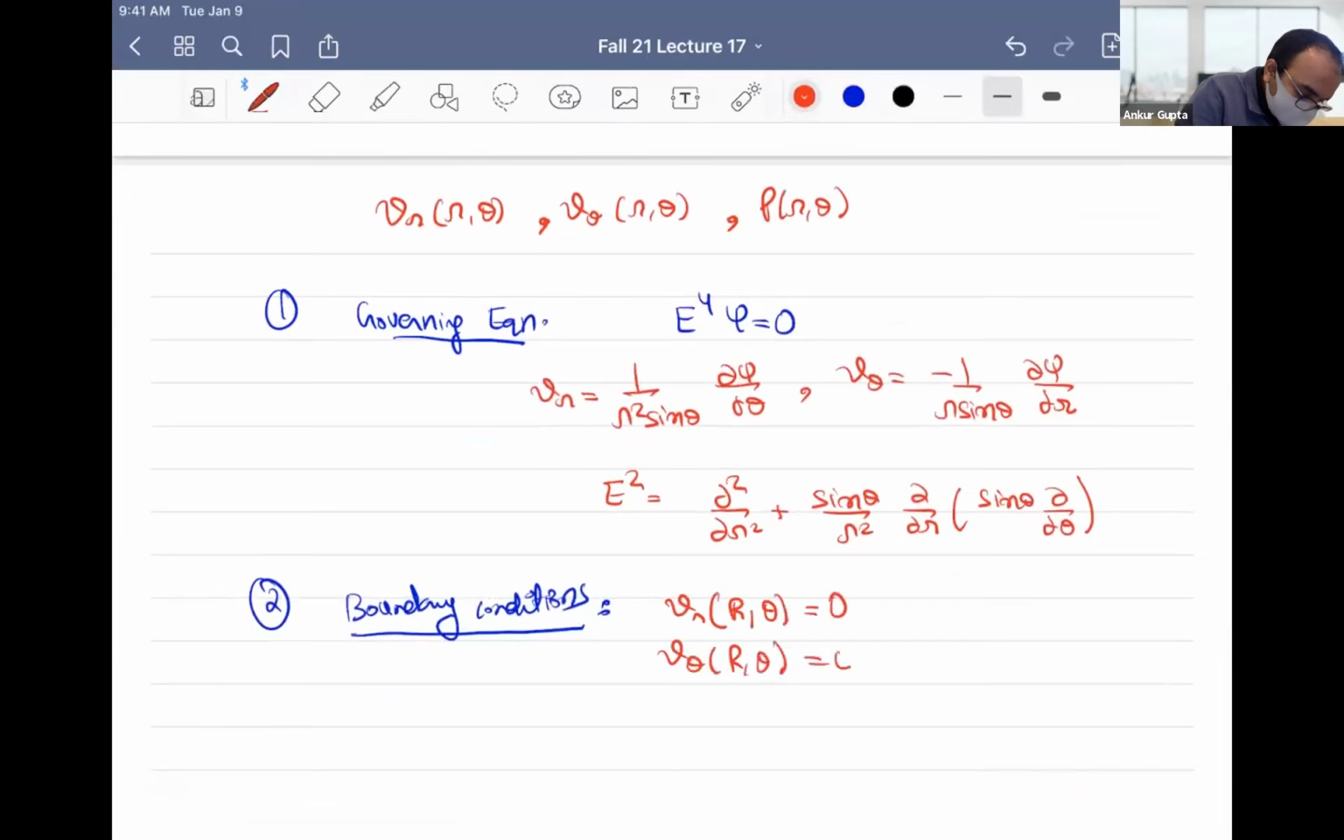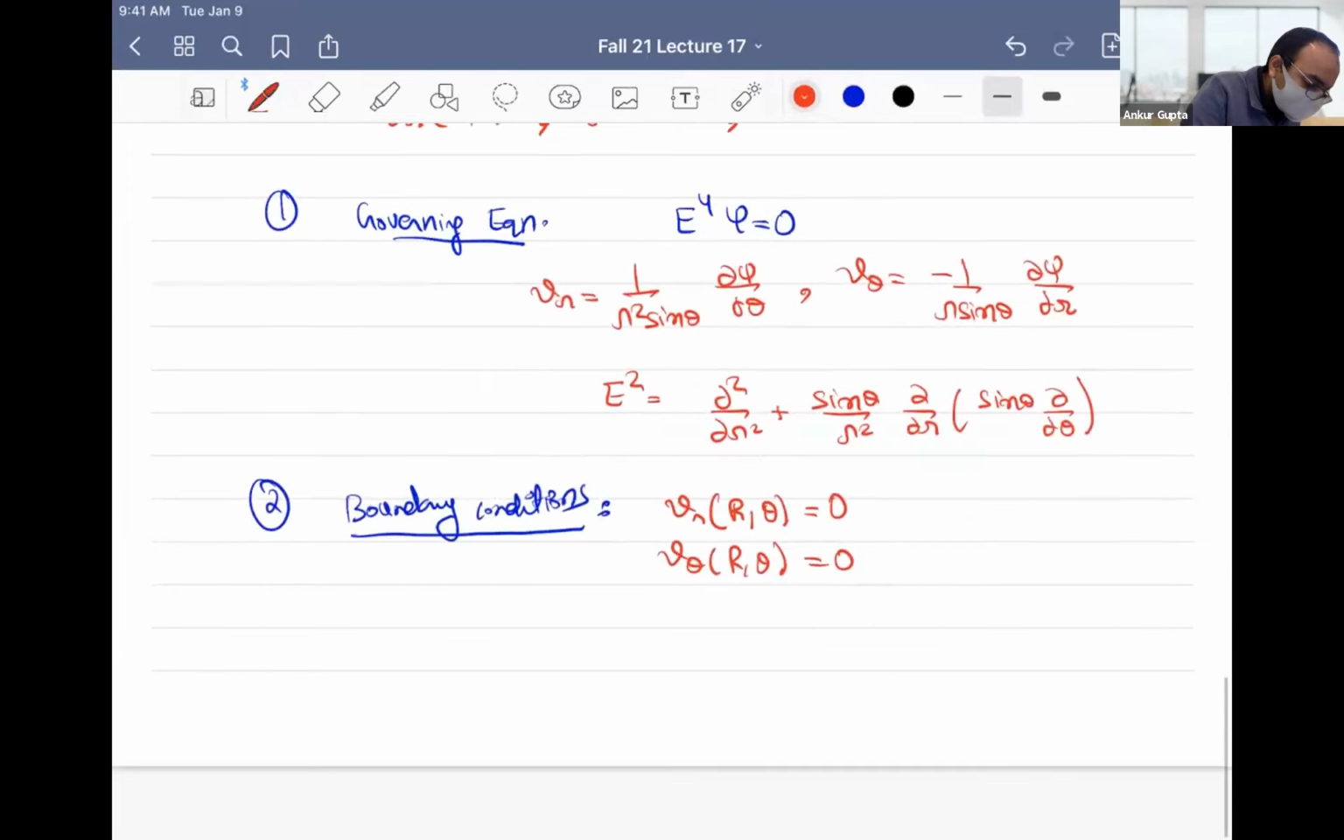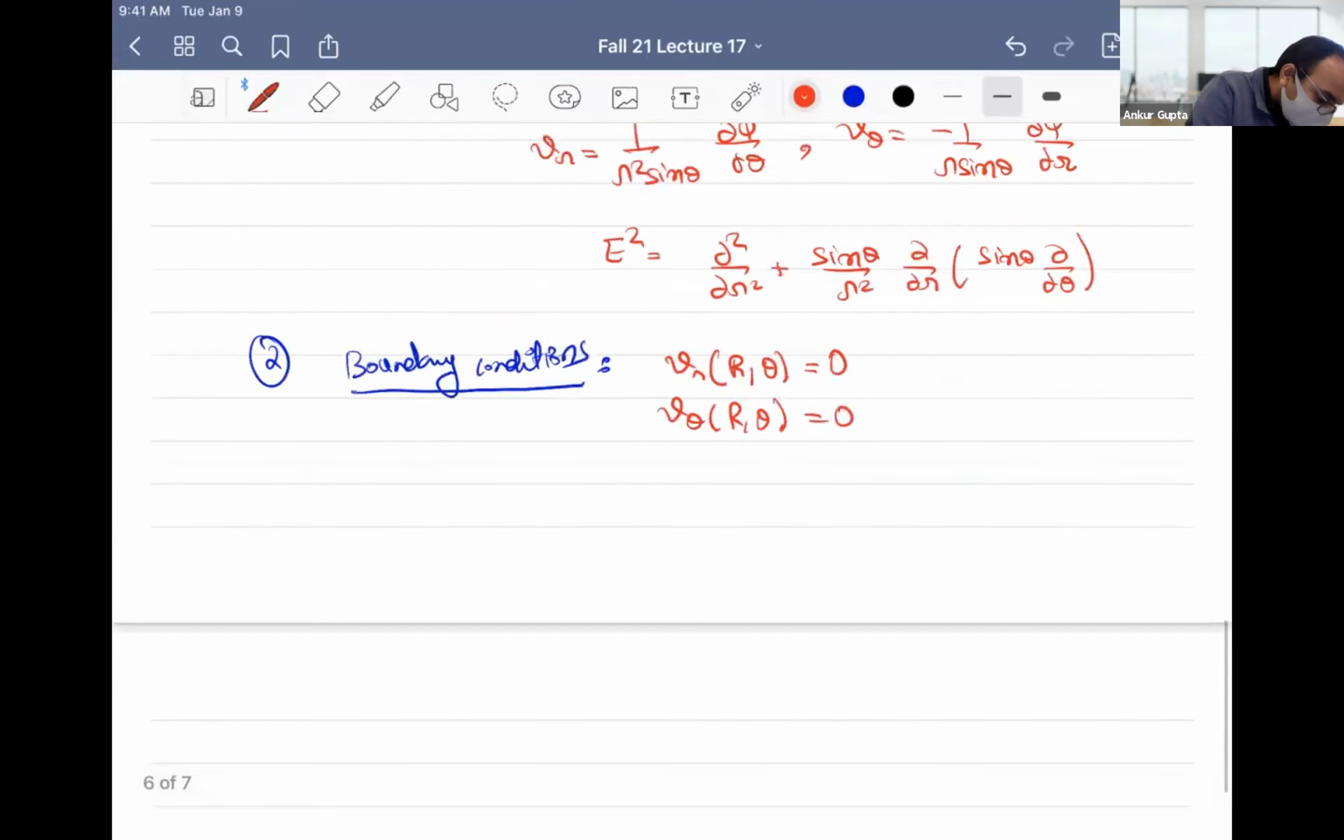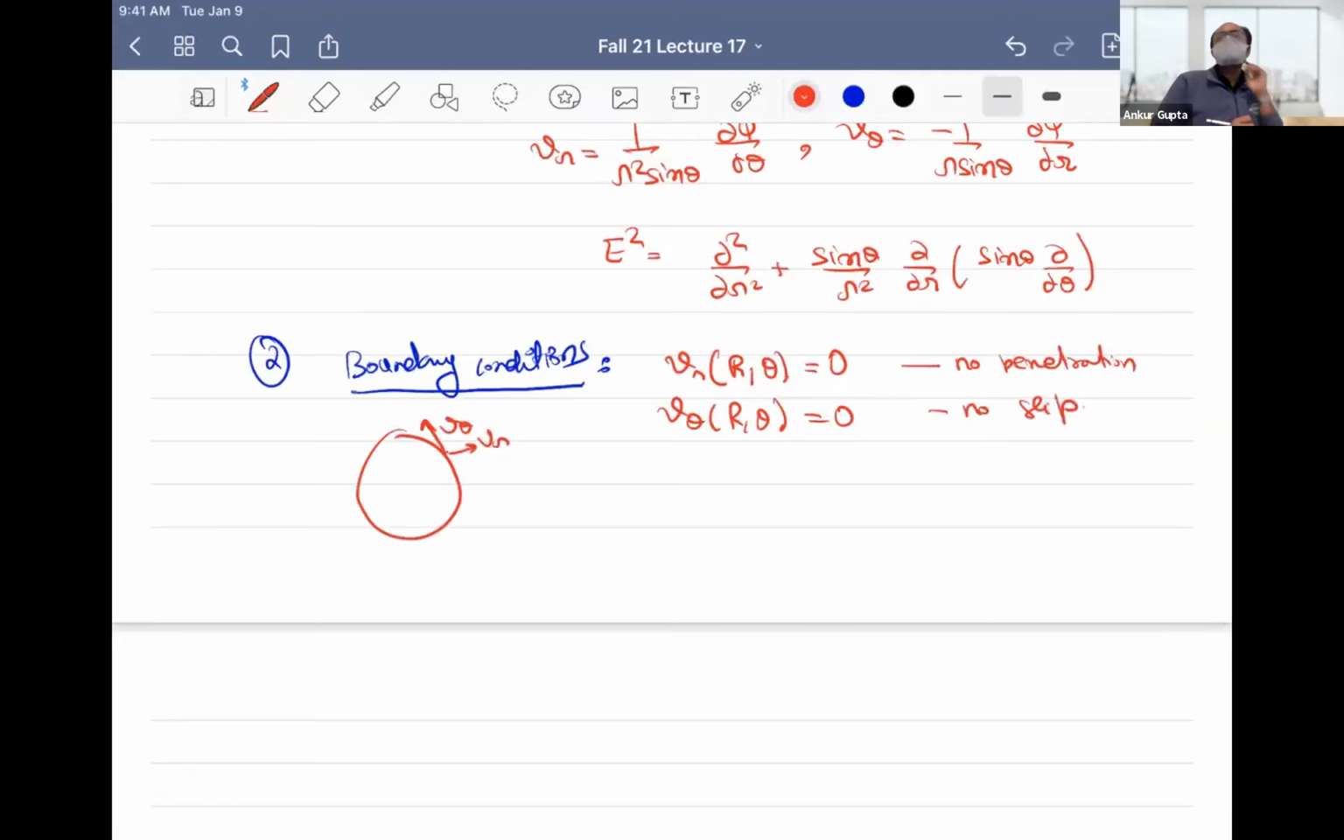is equal to 0. I hope this is clear to everyone, that V theta is the parallel component and V_r is the perpendicular component, right? So both of them will be 0 because no slip, no penetration, and no slip. Okay. All right. So any questions on this?